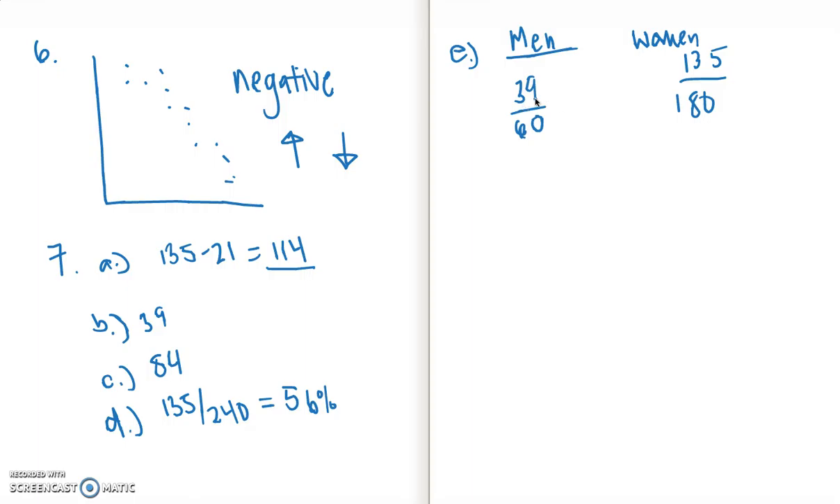Okay, well, we can go ahead and calculate these percentages just by dividing. So 39 divided by 60 is 65% of the men want a sports car out of all the men. And then 135 divided by 180 is going to be 75%. So their statement saying that the men are more likely to want a sports car than a woman want an SUV is incorrect. So this is false. We need to flip that statement for it to be true.